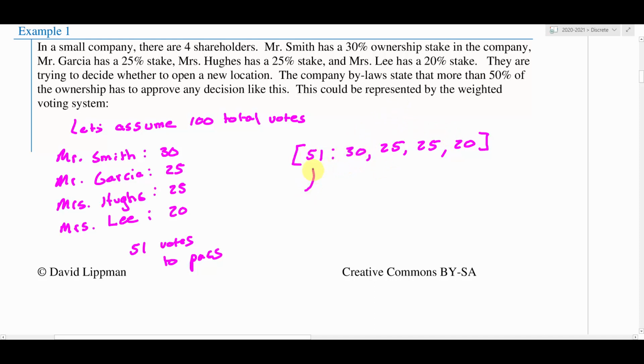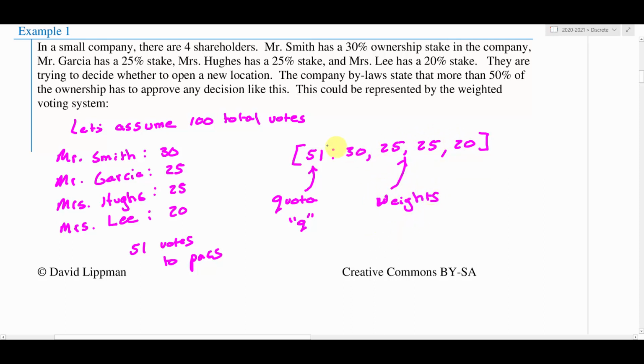Okay, so this number here, the number of votes that's needed to make a decision, is called a quota, usually represented with a simple Q. The 30, the 25, the 25, and the 20, these are the weights.